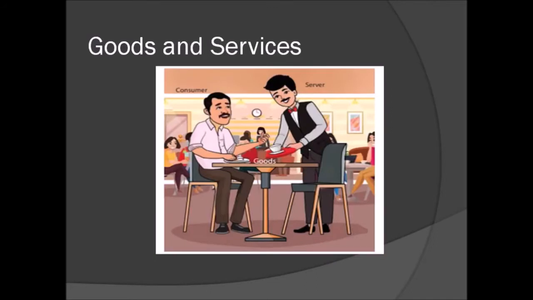Goods and services. In order to understand GDP more clearly, we have to understand what is meant by goods and services. Imagine what happens in a hotel. For example, you go to a hotel and you order 2 idlis and a cup of tea. Your order is noted and it is prepared. Someone prepares the idlis and tea for you, and someone else serves it to you.